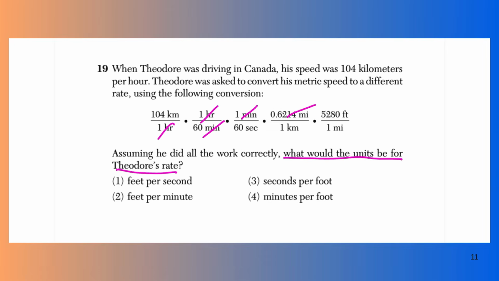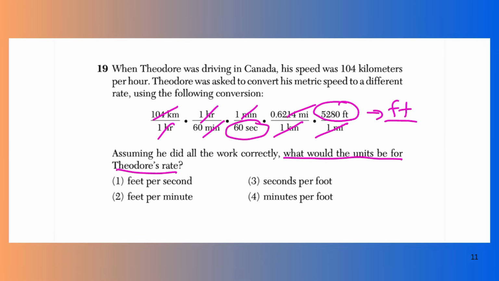I proceed to look for any other units that I can cancel out, and I notice that there are miles and miles that can be canceled out. And then finally, there are kilometers and kilometers that can be canceled out. So once I've canceled out all these units, I'm just looking for what's left. So in the numerator, I have feet. Again, I don't even care what the number is because the problem's not asking me about that.